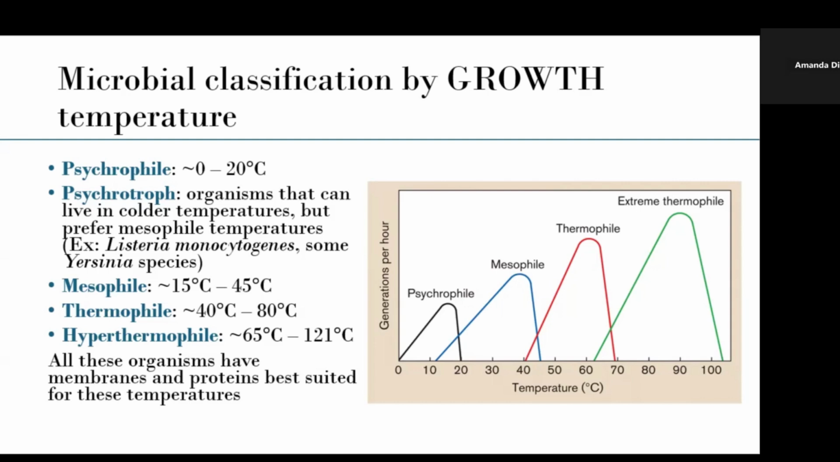So we get these growth curves where we see there's an optimum growth rate for each of these, but also a range. The ranges can overlap, but their optimums are pretty unique. Any questions about that? Mesophiles, if you notice, their optimum is basically our body temperature. These are the guys that like to infect us. Those are the ones that make us sick.